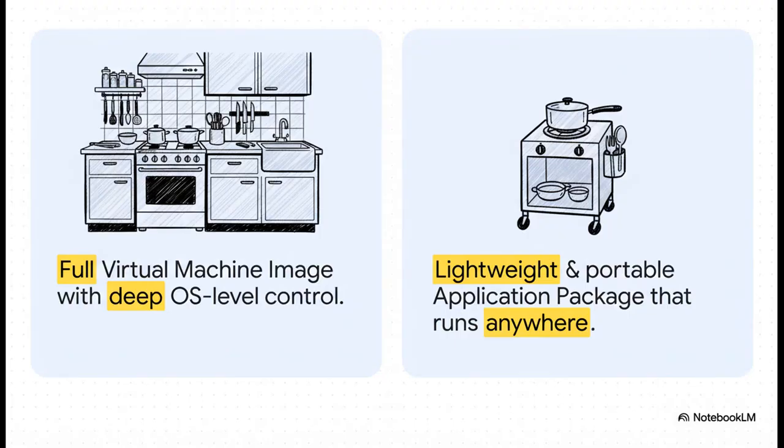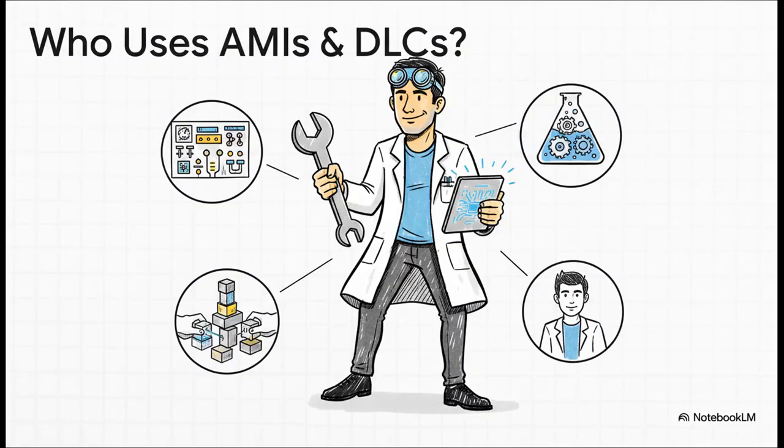So let's just nail down the difference. An AMI is the whole kitchen. It's the entire virtual machine giving you deep control right down to the operating system. A container is just that portable cooking station, lightweight, isolated, and ready to run absolutely anywhere. So who is this full control path really for? Well, it's perfect if you're an ML researcher or a DevOps wizard, someone who needs to build a super specific, custom environment from scratch and who doesn't mind getting their hands dirty managing the infrastructure.